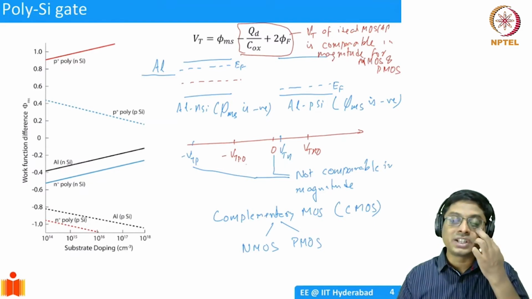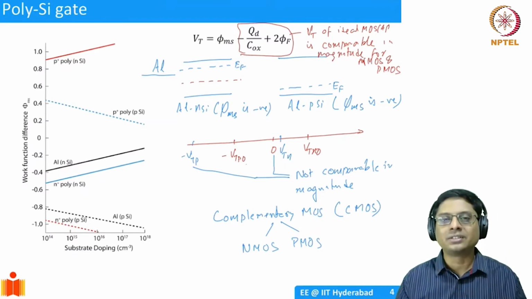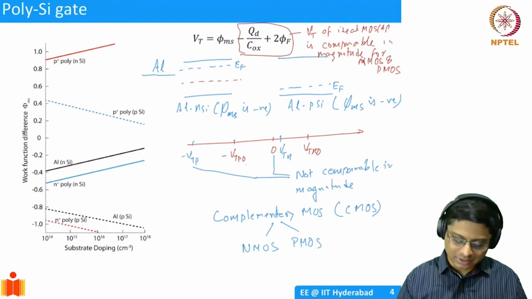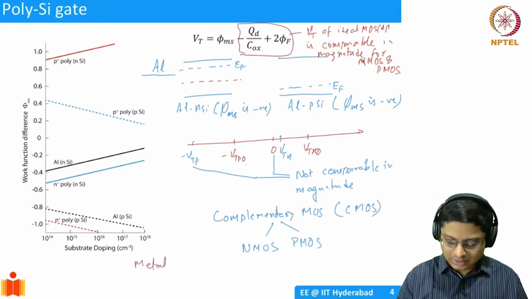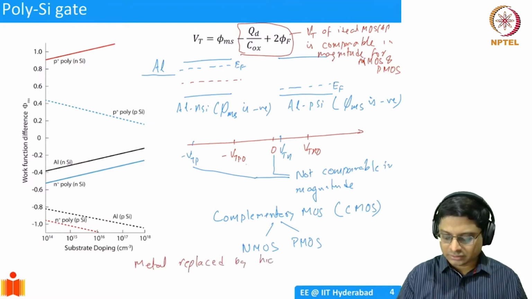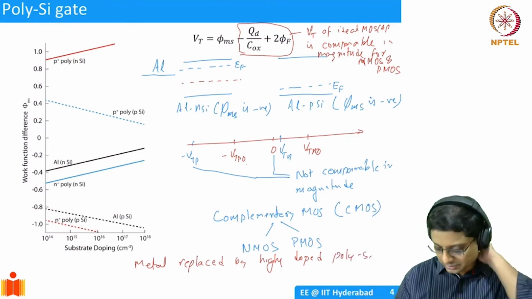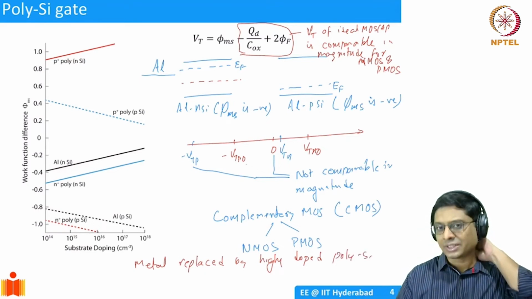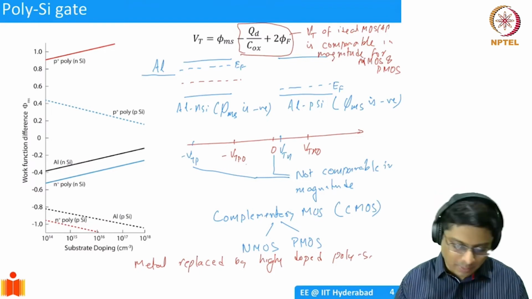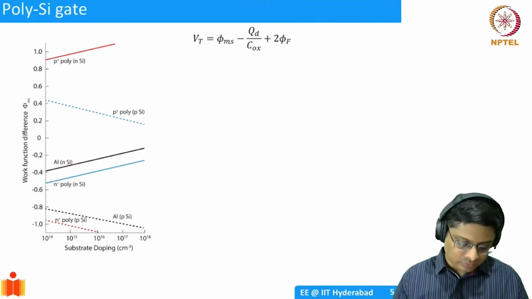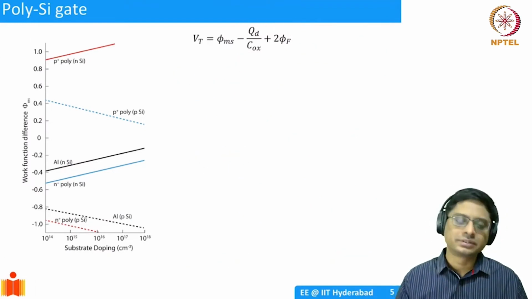And the way this was achieved is by replacing metal with what is known as polysilicon. So metal replaced by highly doped polysilicon. This has some benefits. We will discuss that in a moment. Because it's highly doped, it behaves like a pseudo metal and it can be used. So how does polysilicon work?